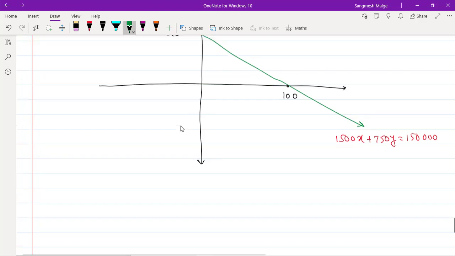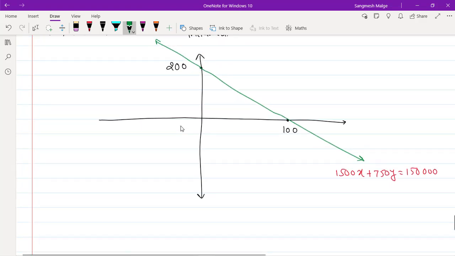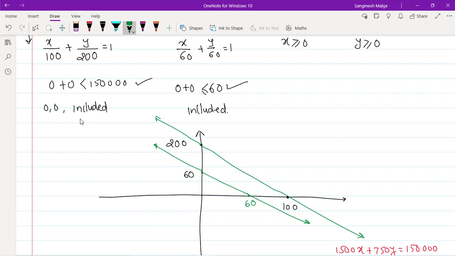And the second line is 60, 60, which will be like this. So here somewhere I will get 60, and here somewhere I will get 60. Okay, let's join these two points now. Now both of these are what? Both of them are including the origin.